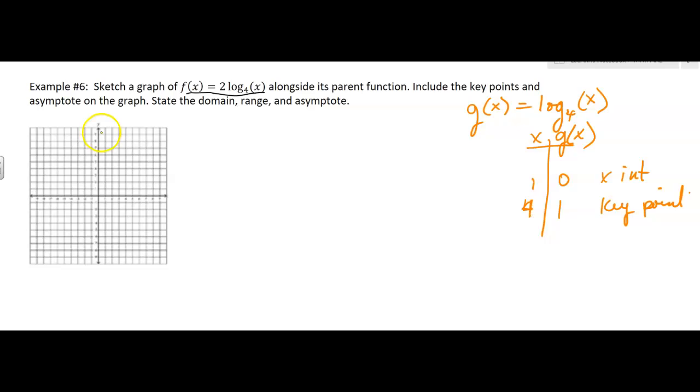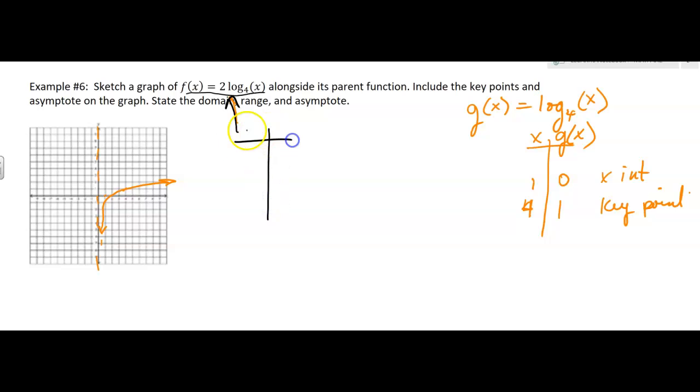So we know for the parent function, here's the asymptote. We know it goes through the x-axis at 1, 0, and then that other key point is at 4, 1. Okay, so we know it's going like this, something like that. That would be the shape. Now, what's going to happen when we multiply things by 2? Well, it's going to stretch, right? So let's graph this then in black.